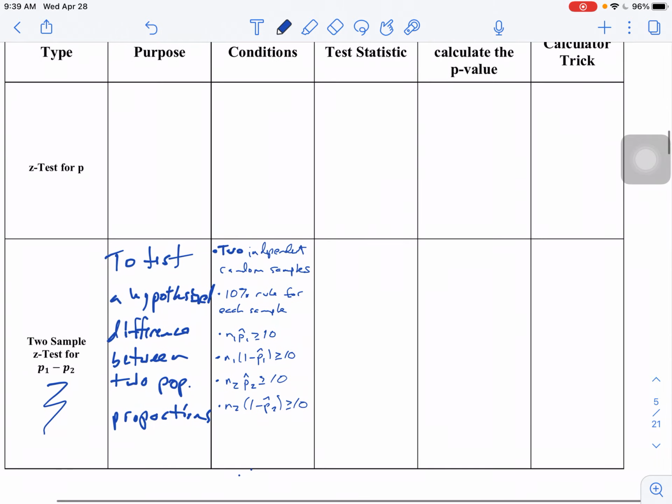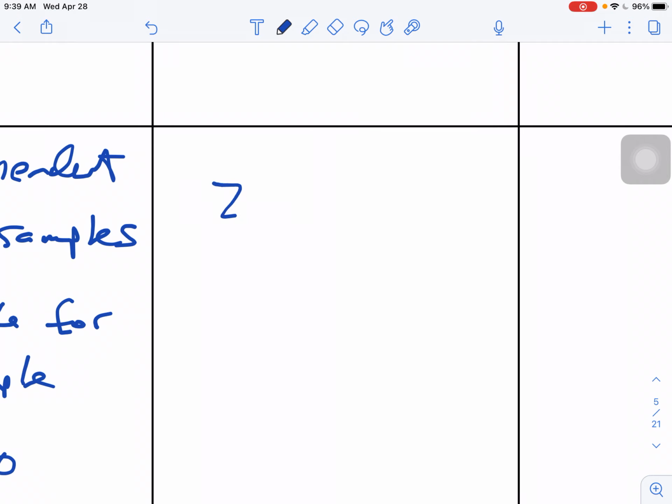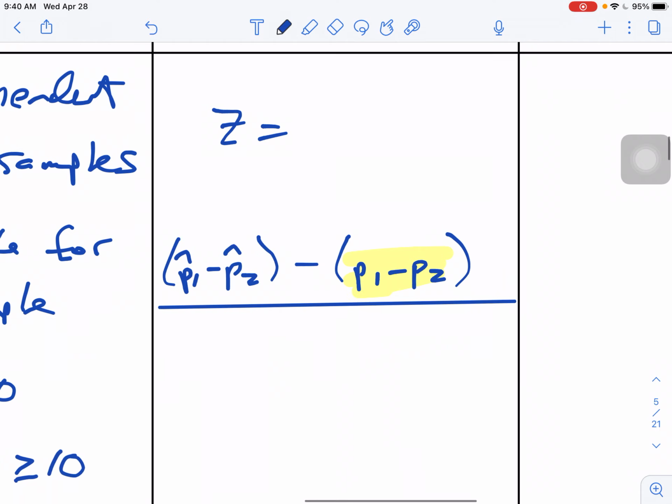Next up is the test statistic, and that's a z-score. It's kind of a big formula here. So it's p hat 1 minus p hat 2, the difference of your two sample proportions, minus P1 minus P2. This, remember, is usually 0. So that's almost always going to be 0 right there.